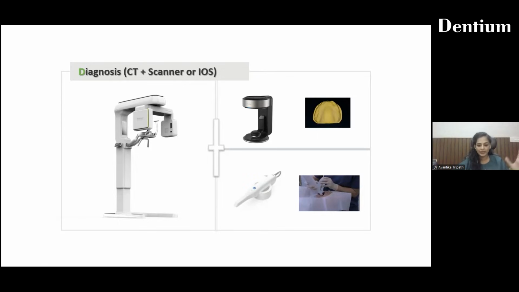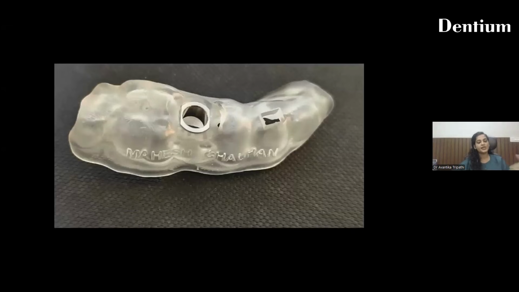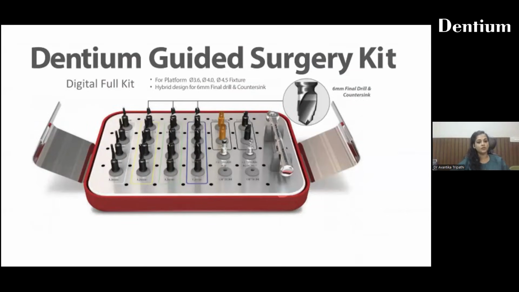They are going to plan it and send the planning to us. We are going to evaluate it. If we feel the diameter, length, and distance from the anatomical structures, everything is good to go, we give a thumbs up and we print it. Once the planning and printing are done, we go ahead with the surgical procedure using the Dentium guided surgery kit.